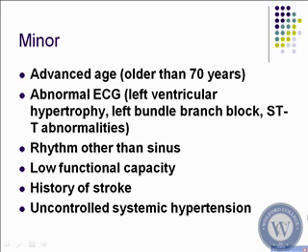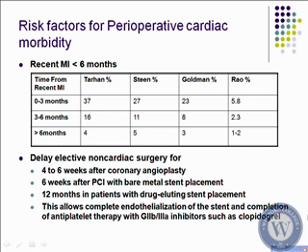Okay? We are able to do stents. We're able to do things that people would dream of, okay, in the past. The other thing that's minor risk is history of strokes, low functional capacity, uncontrolled systemic hypertension, still considered a minor risk. The things that I want you to really know is this one.